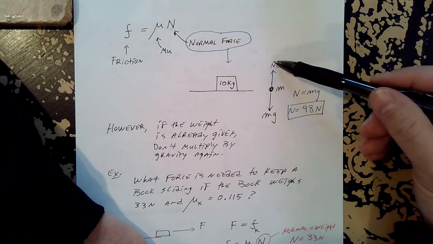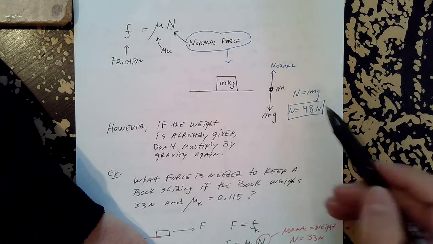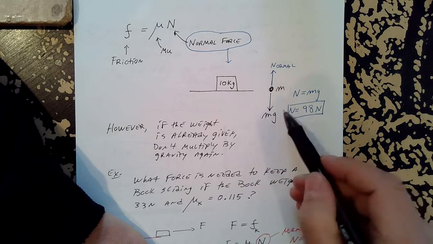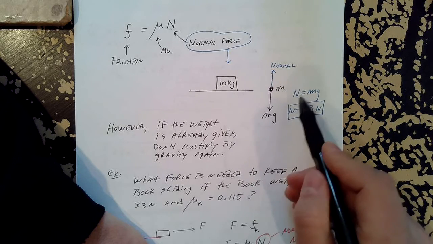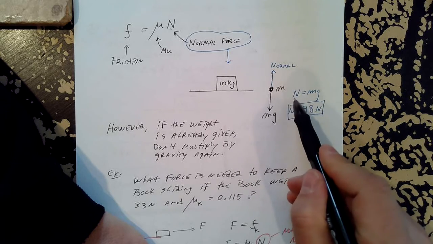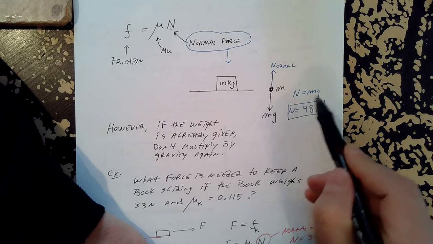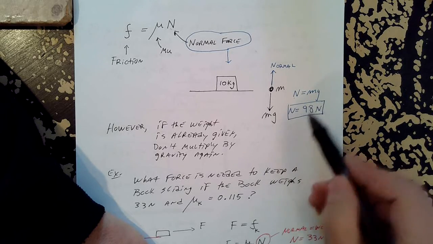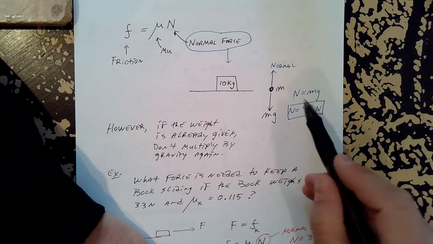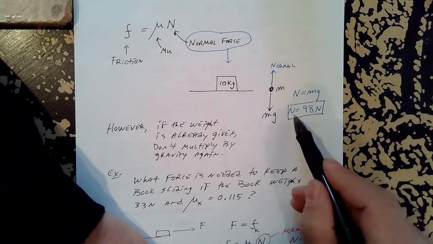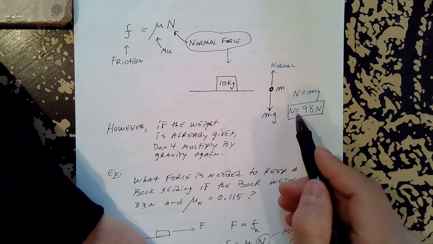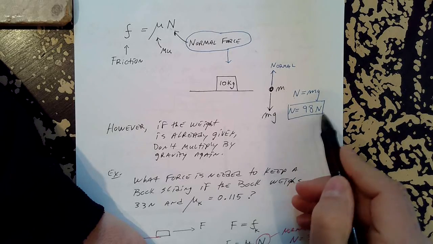The normal force is going to be straight up. There's no acceleration, so this is equilibrium. There's no net force. That means that the normal force is equal to the weight, which in this case would be 10 kilograms times 9.8 meters per second squared, 98 newtons. So 98 newtons is a force.